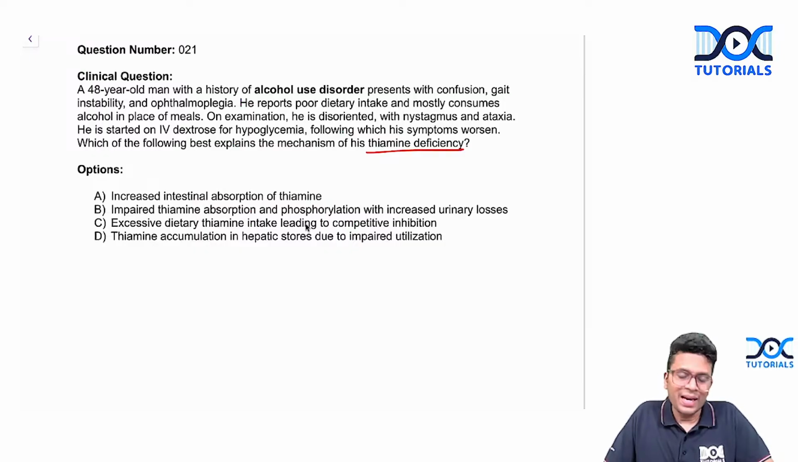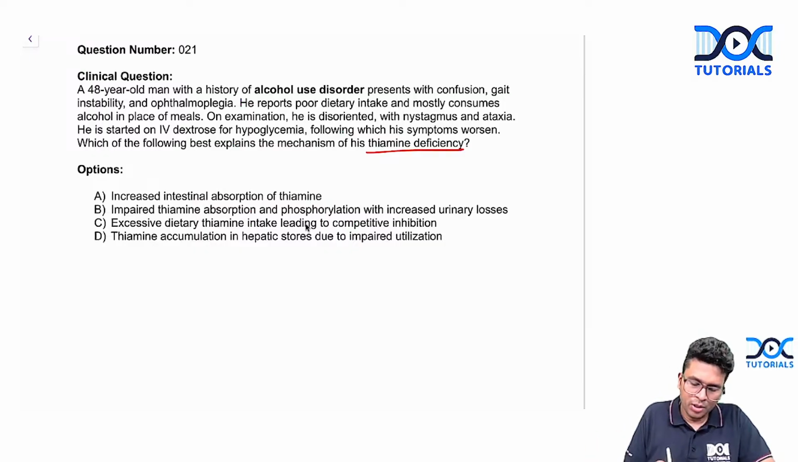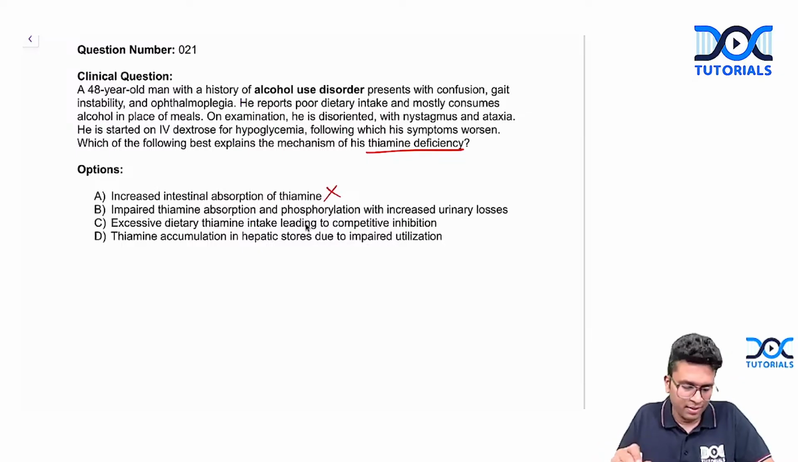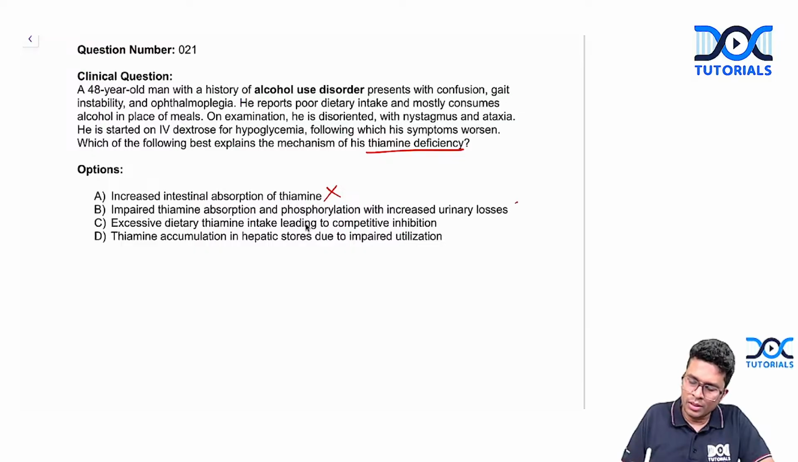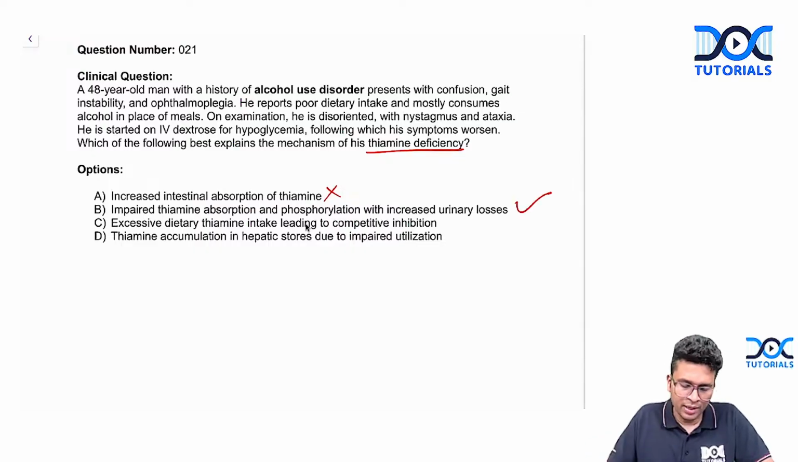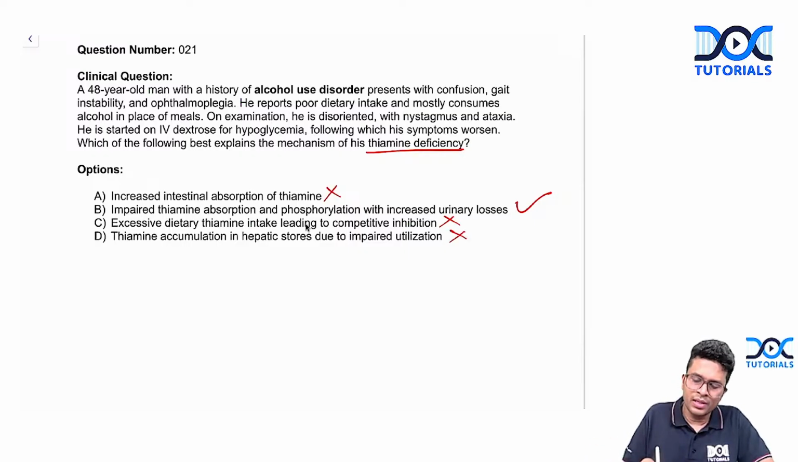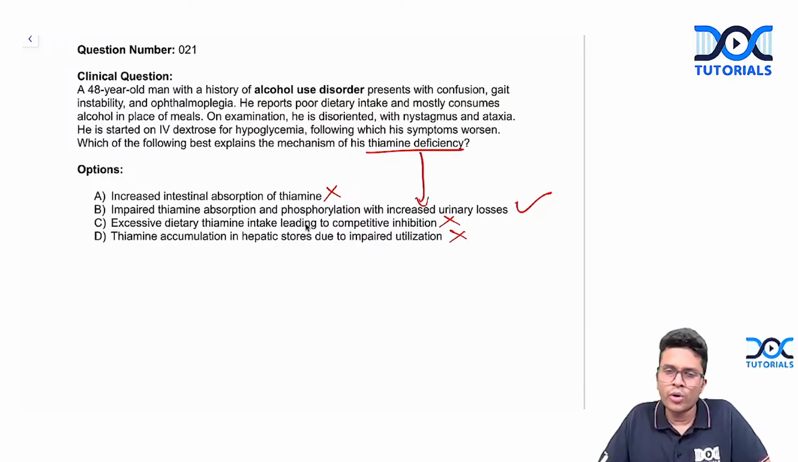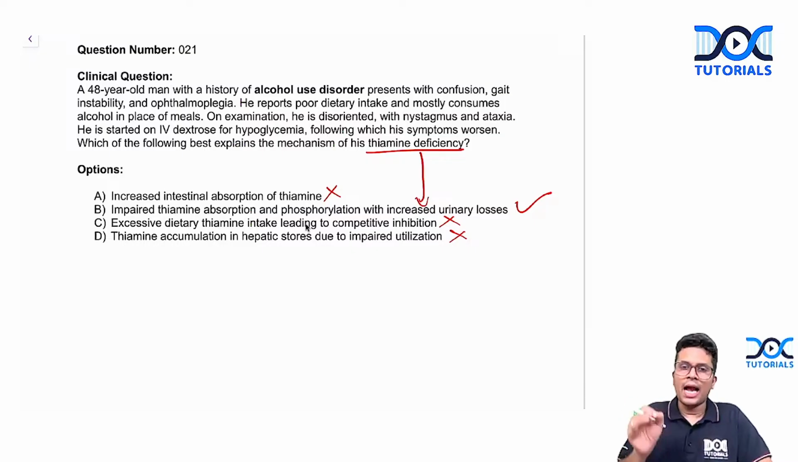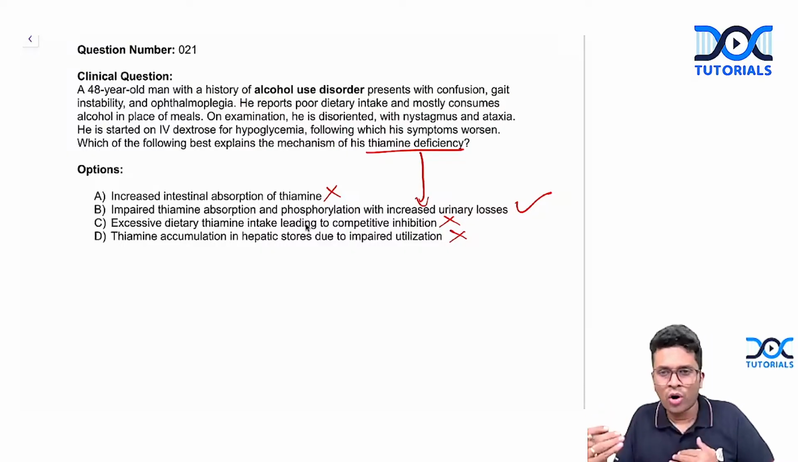So they've asked for the mechanism. Increased intestinal absorption of thiamine obviously will not explain this. Impaired thiamine absorption and phosphorylation with increased urinary losses is the best answer. Excessive dietary thiamine intake leading to competitive inhibition is wrong. Thiamine accumulation in hepatic stores due to impaired utilization is again wrong. This is basically thiamine deficiency. Even if you do not know, just knowing English and trying to understand what the options are trying to mean, grouping things which are together and spotting things which are odd can already give you the answer.